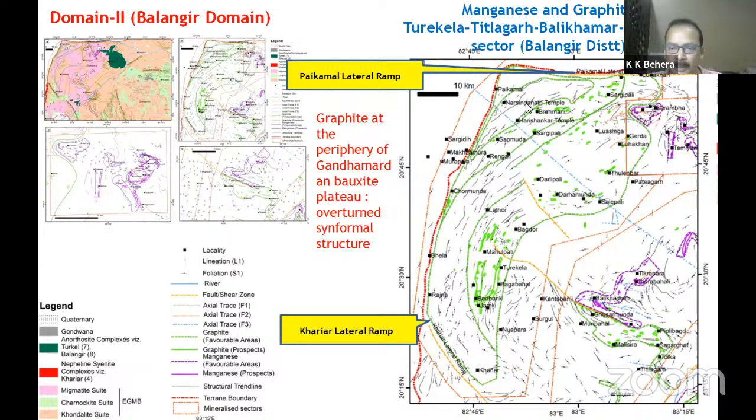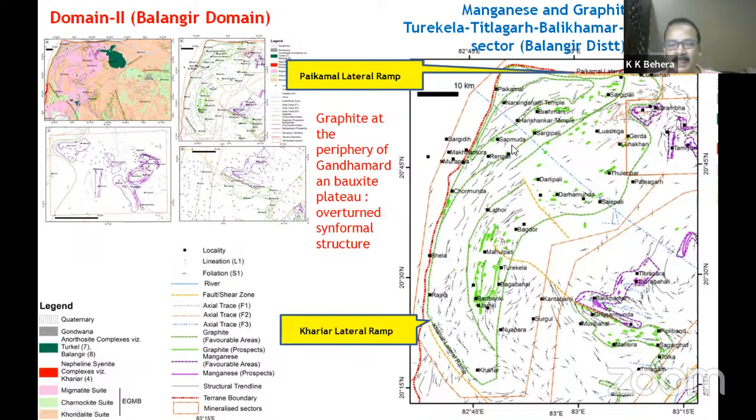Here is the Gandhamardan bauxite plateau. And at the peripheral part of this, we will be getting graphite. These small dot-like things or rectangles are graphite. The reported occurrences of graphite, we have identified this zone, and a lot of work has been carried out in this part by GSI. Some of the areas are Turekala, Bagdor, Lathor, Darlipali, Salepali, and Patnagar, Luasinga.